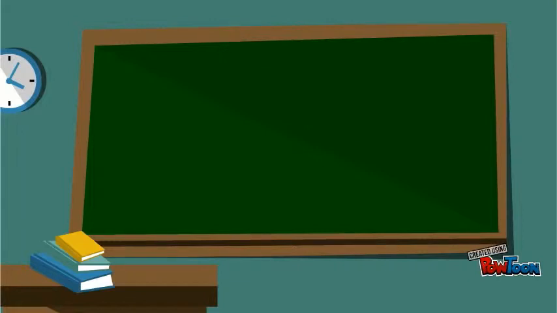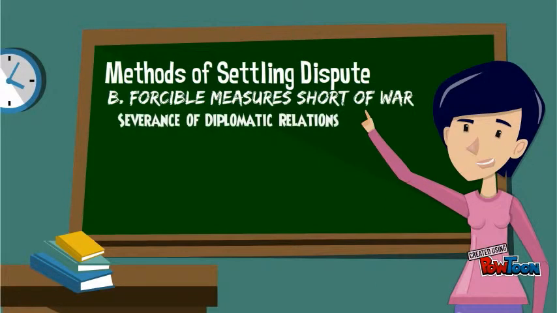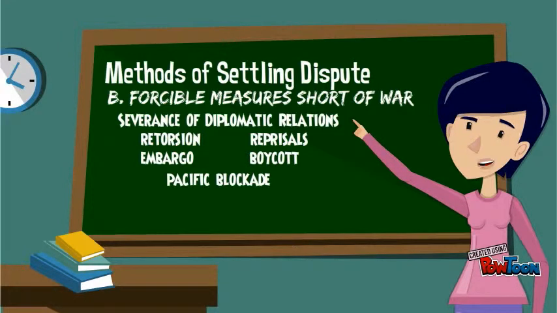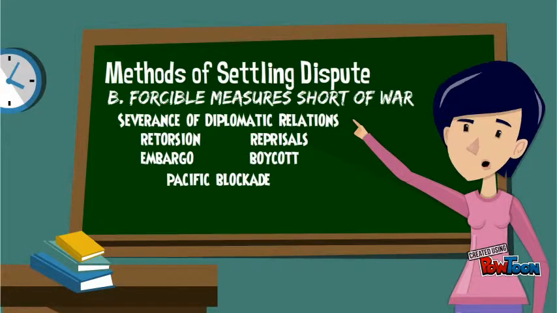The forcible measures short of war. After states fail to settle their disputes by peaceful means, they may resort to certain measures which involve the use of force, but such force does not constitute war. These forcible measures, which are in the nature of self-help on the part of the states concerned, are varied.